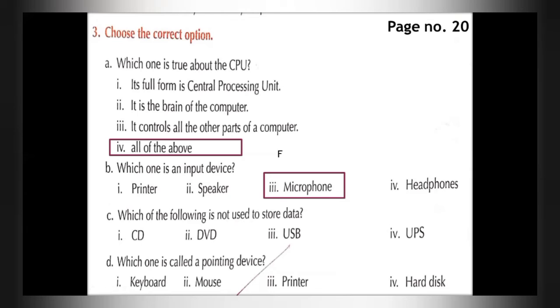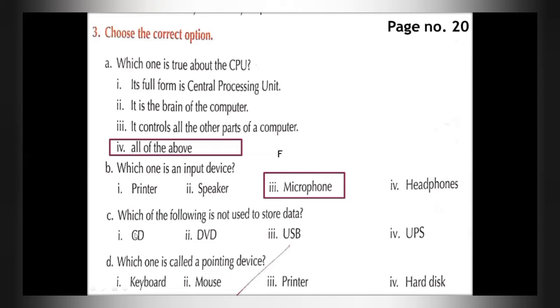Yes, your answer is right. Microphone is an input device because we use a microphone to record our voice. So with the help of a microphone we enter information. Printer, speaker, and headphone, these three devices are output devices. Only microphone is an input device. So the correct answer is microphone.